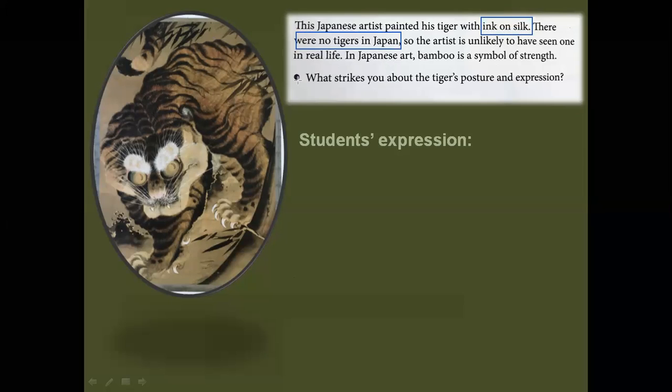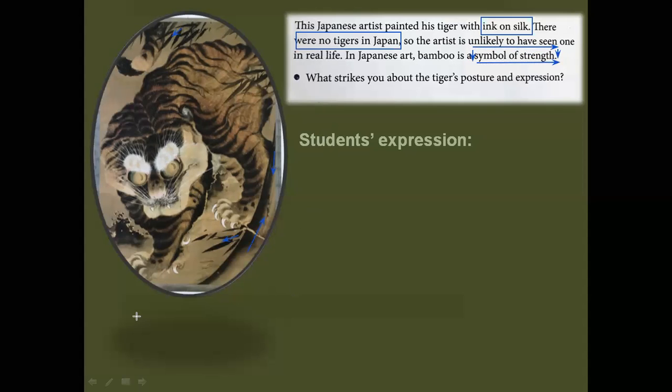But more than that, in the picture itself the artist included bamboo. Do you see this one? The bamboo tree, these are bamboo leaves. See that? This is a symbol. Bamboo is the symbol of strength. That's why the Japanese artist drew this picture of the tiger through his imagination, even though tigers don't exist in Japan.